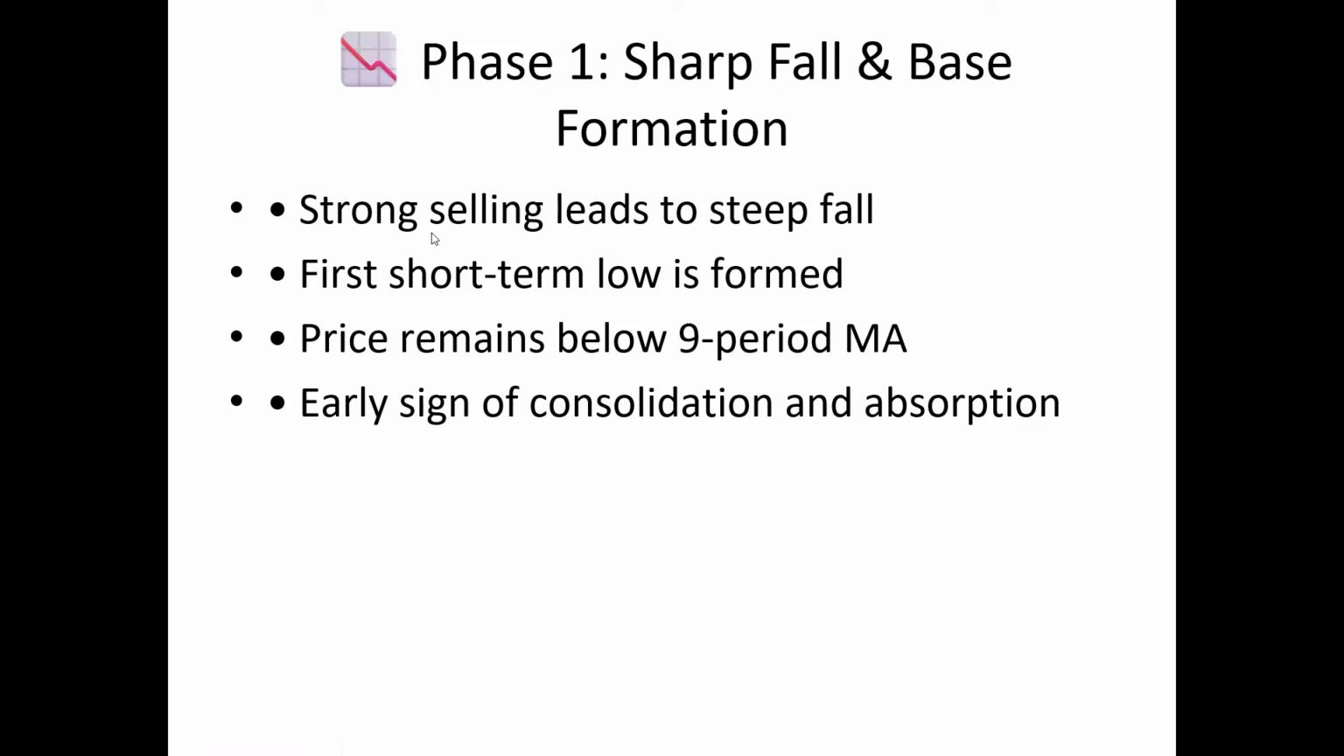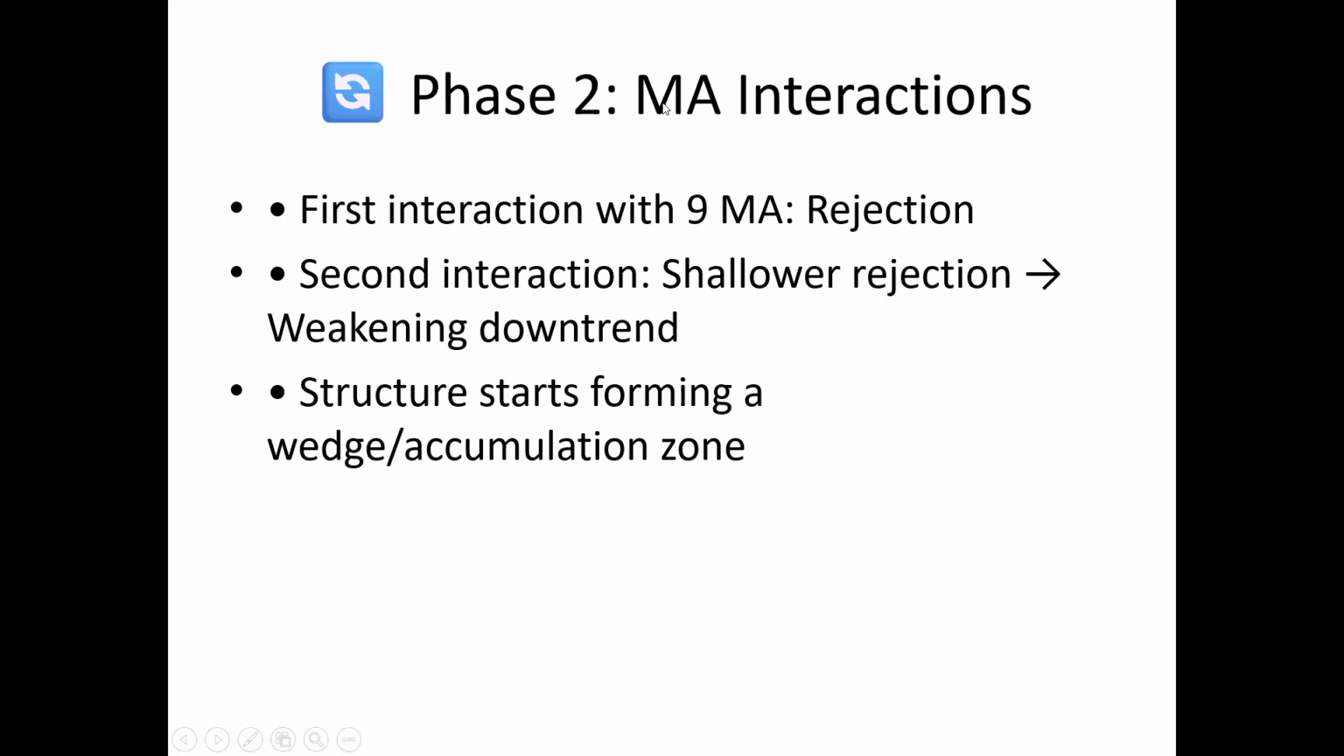How does it happen? Strong selling leads to a steep fall. Once it falls steeply, it has to undergo all this process. First, a short-term low is formed, price remains below the 9-period moving average, and then it will start to show early signs of consolidation and absorption.